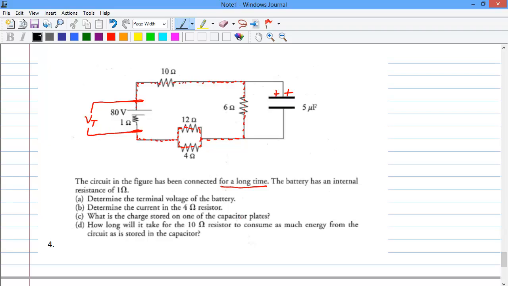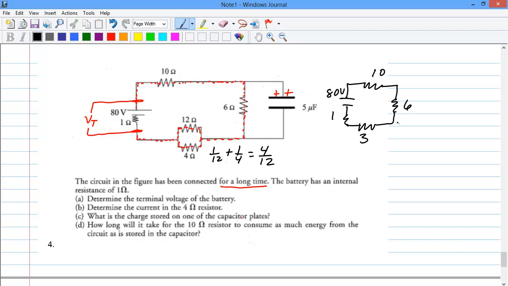So the successive picture to this one is that I'm going to have the battery, the 1 ohm resistor, the 10 ohm resistor, 6 ohm resistor, and then the equivalent resistance for the one on the bottom. So here's 80 volts, 1 ohm, 10, this one's 6. This bottom one here is just 1 over 12 plus 1 over 4, which is just 4 12ths. And if I flip it over, I'll get 3. So that's 3 ohms.